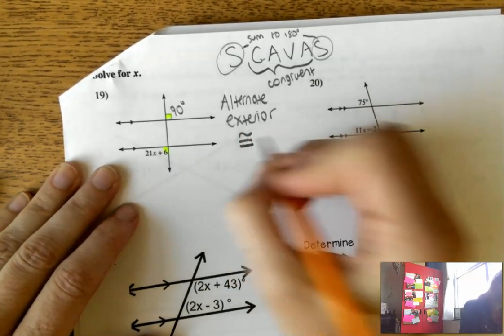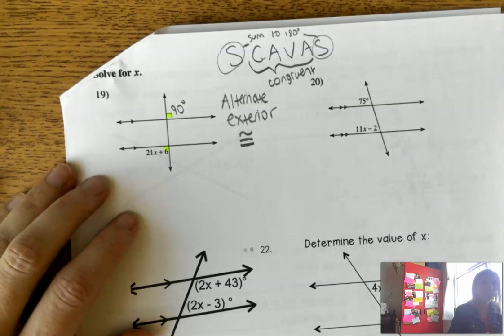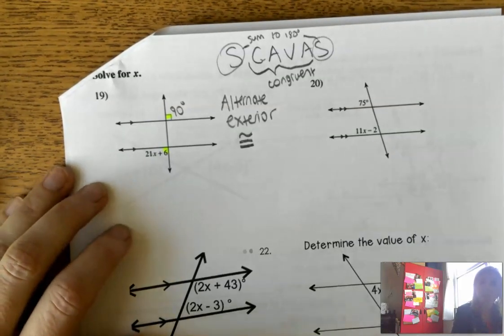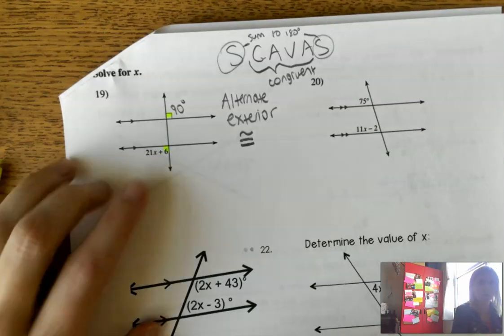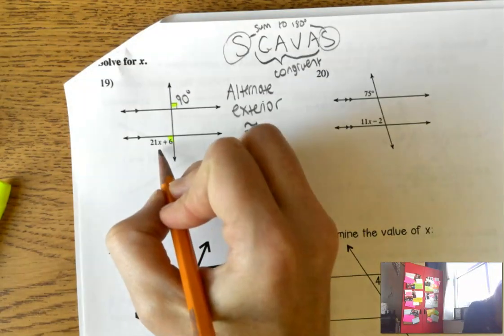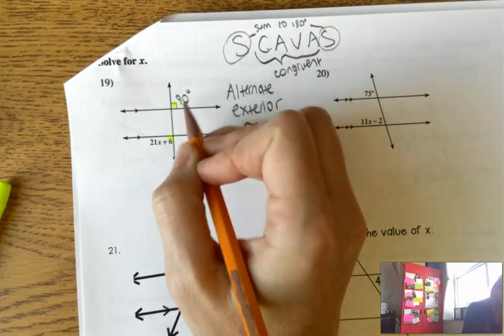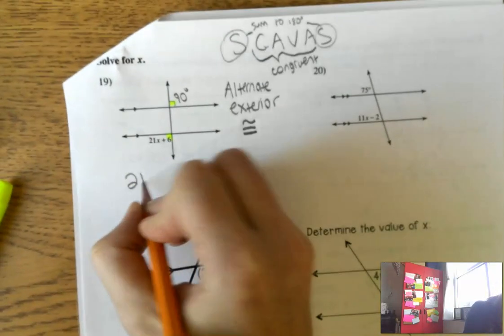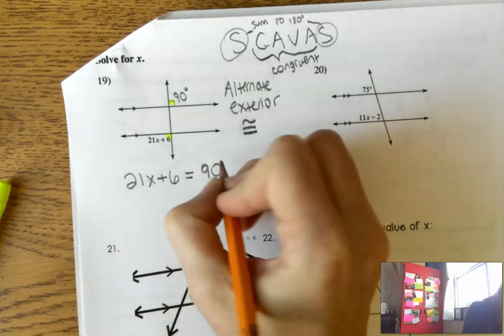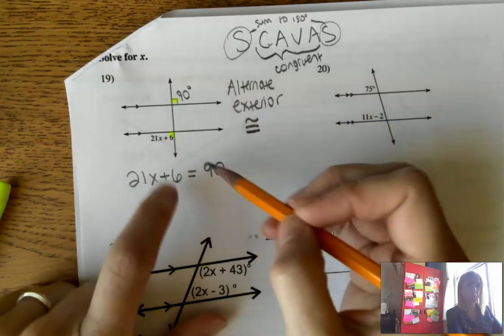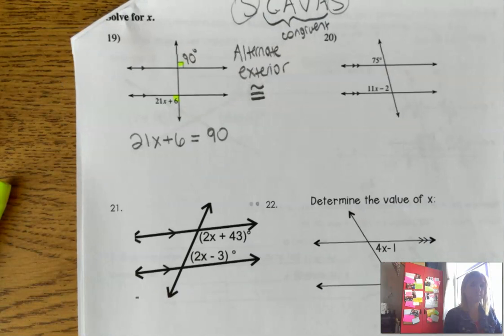Somebody use that congruence notation to show that they're congruent. If they're congruent, that means they're equal. So I can set them equal to each other to find the missing value x. So I'm going to say that this angle and this angle are equal because they're alternate exterior. So I'm going to do 21x plus 6 is equal to 90 degrees. They're equal, so we can set them equal to each other.